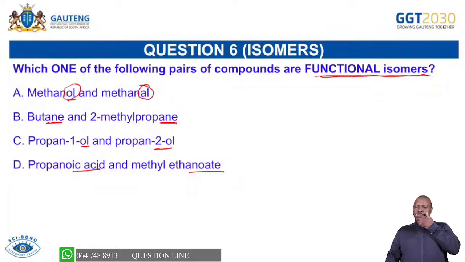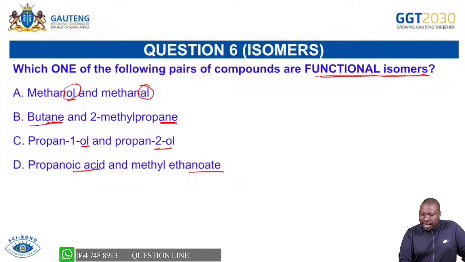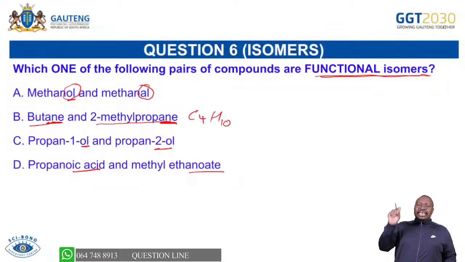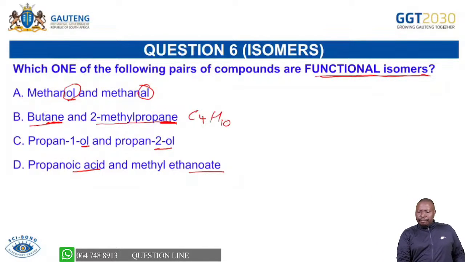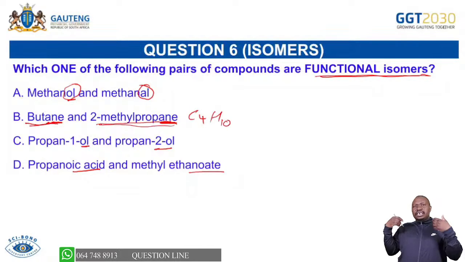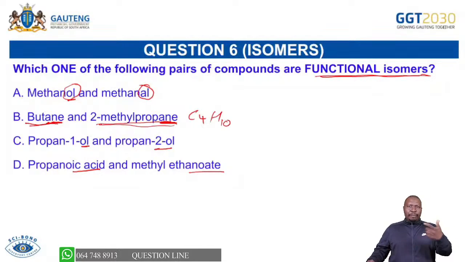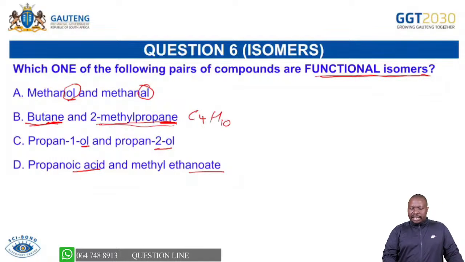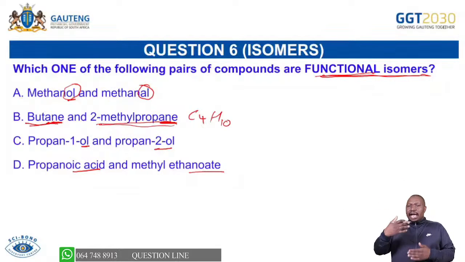Now, before you answer the question, it's important to check that butane and 2-methyl propane are chain isomers. Remember, they will have C4H10. They will have the same molecular formula but different types of chain, because this is a branched chain, this is a straight chain. So even though the question didn't ask this, as you are preparing yourself for your exams, you are able to look at that and say, okay, the question is looking for functional isomers, but are there any other isomers that I can see here, so that you are able to revise all the isomers.